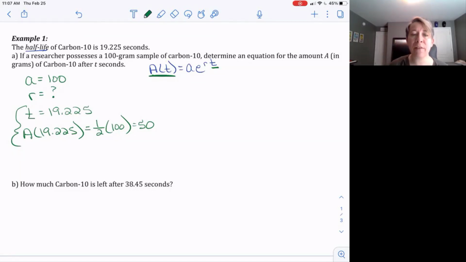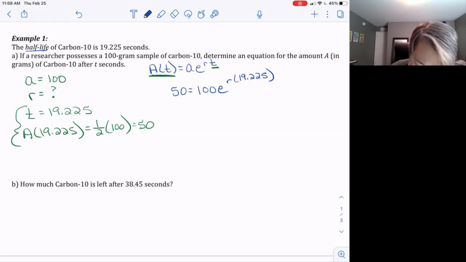So we have to do that first. For the half-life, we will end up with 50 grams if our initial amount is 100 grams times e to the r times 19.225. Our r is in the exponent position, so we have an exponential function we're trying to solve for. So we need to get that base, e to the 19.225 r, by itself.